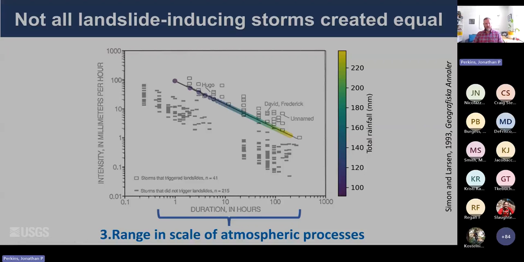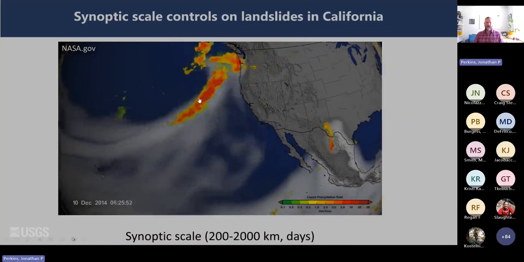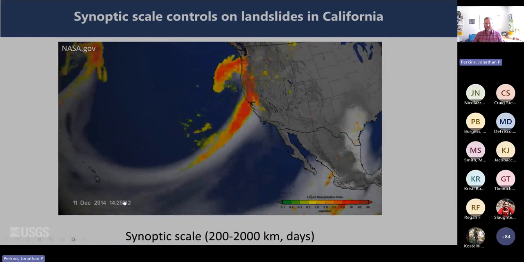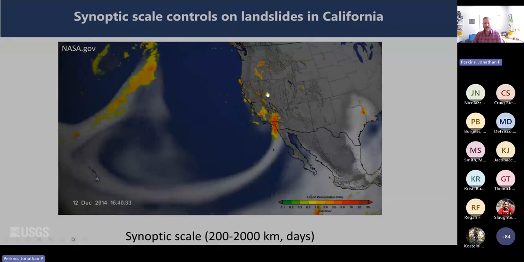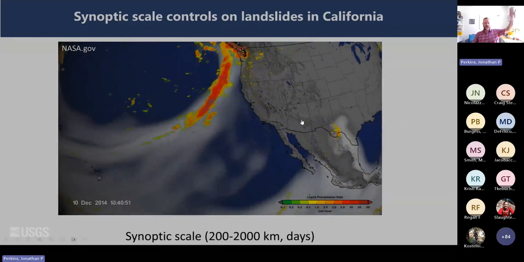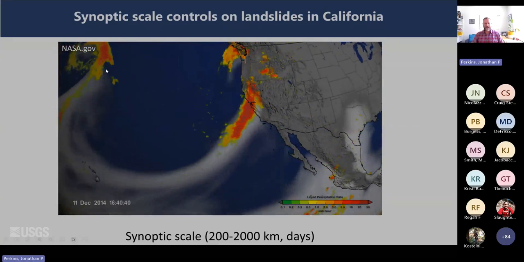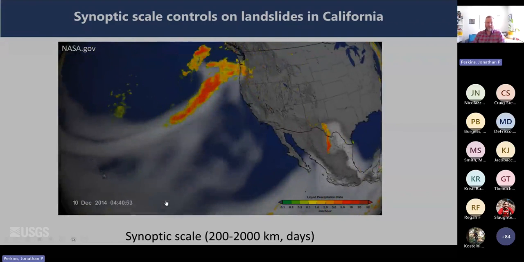So what are the scales of atmospheric processes and different structures that are relevant for thinking about landslides in California? Well, the largest one, as you might have guessed, is atmospheric rivers. This is a nice NASA movie, I think from a GOES satellite, showing a propagation of an atmospheric river onto the California coast. These are long filaments of moisture that get swept up from the tropics by these mid-latitude cyclones and basically get pushed onto the west coast here.